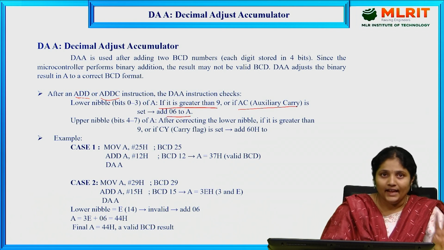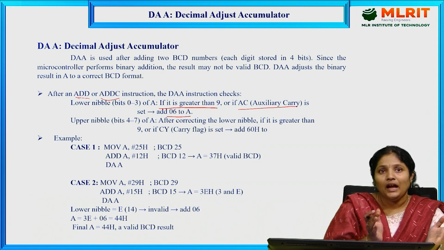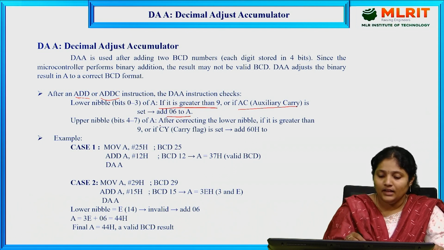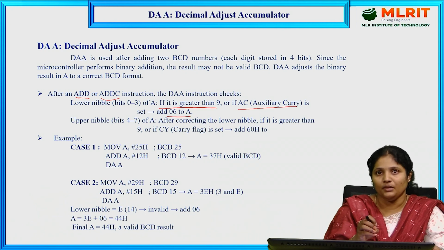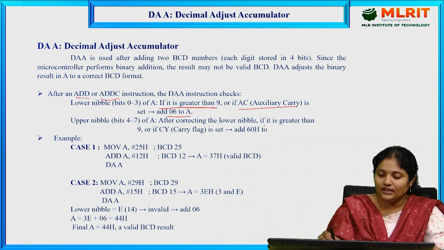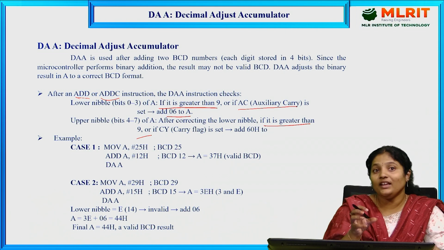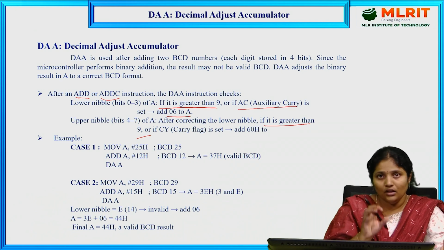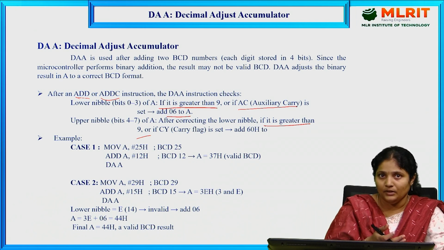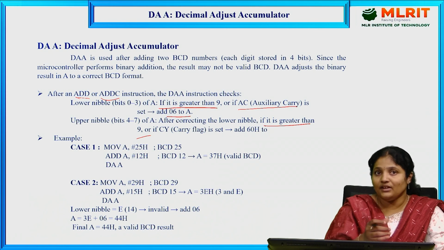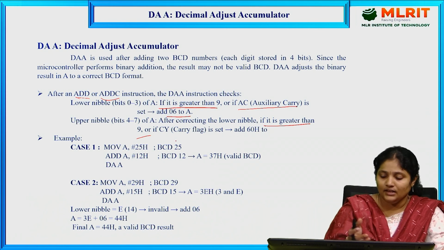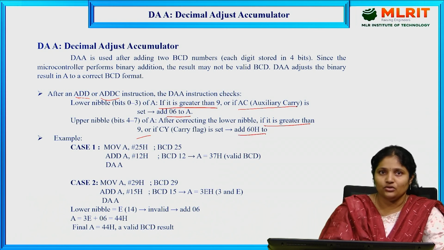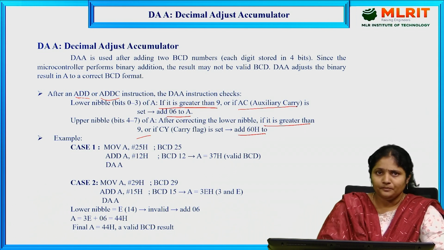The second rule: after correcting the lower nibble, we need to check the upper nibble. If the upper nibble is also greater than 9, or there is a carry, then we should add 60H to the output. So let's see the first case.